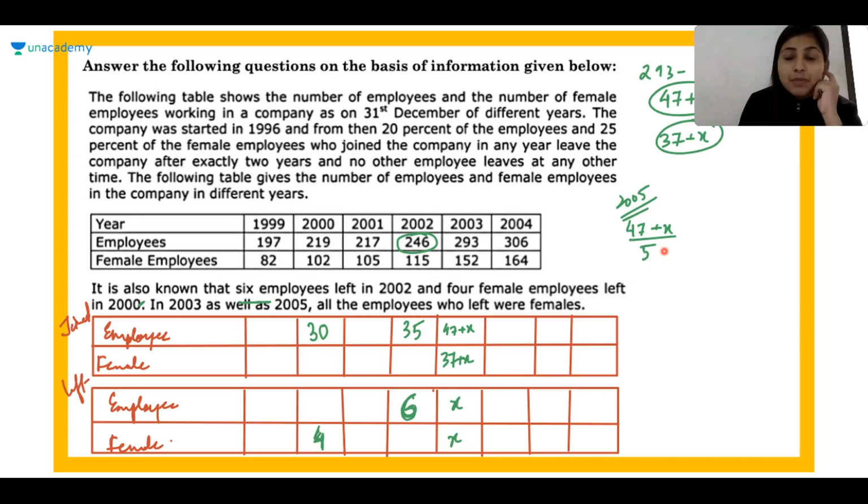And how many female employees will leave after exactly 2 years in 2005? 37 plus X by 4, because 25%. Right? Now they are saying the employees who left in 2005 are equal to the female employees who left in 2005. Just equate them and you will get the value of X.